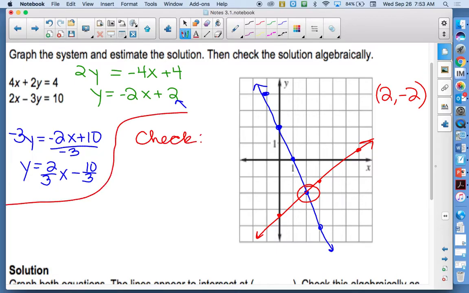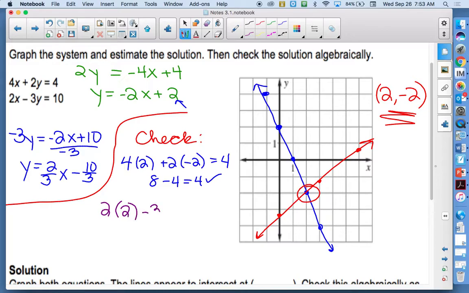So we have 2 and negative 2. So 4 times 2 plus 2 times negative 2, that's supposed to equal 4. So I'm checking it in the first equation. And here we have 8 minus 4, which does equal 4. So check it in the first one, we're good to go so far. So you're taking the solution that you get, you're plugging it into the first equation, making sure that it works. The second equation said 2 times x, so x was 2, minus 3 times y.